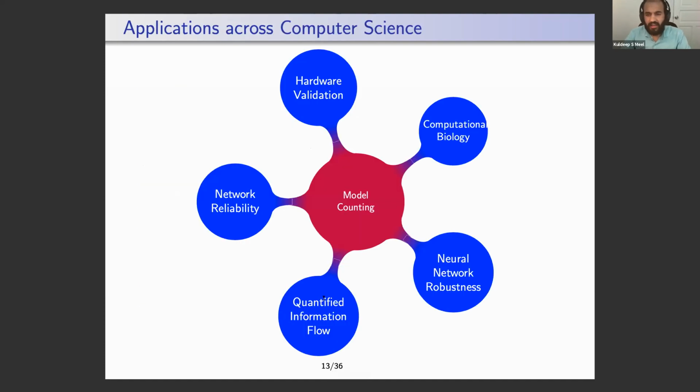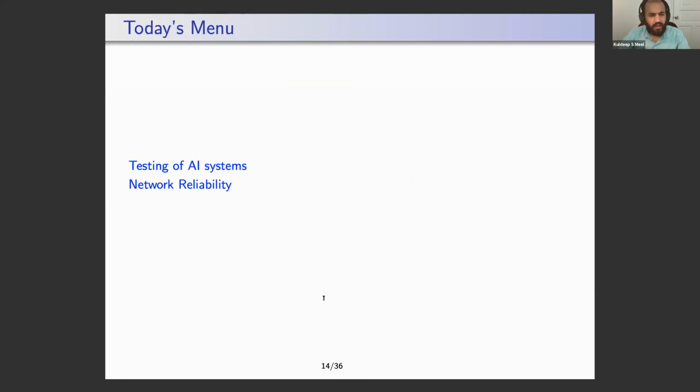At this point, you might ask, why should we care about this problem? Well, it turns out to be a very fundamental problem in computer science with a wide variety of applications. In the interest of time, I'm going to focus on two such applications. In the first, I will discuss the application of testing of AI systems. And the second application I'm going to discuss is the problem of network reliability. I will show how these problems reduce to the problem of model counting. And then I'll discuss the hashing-based framework that we have been developing for the past few years.